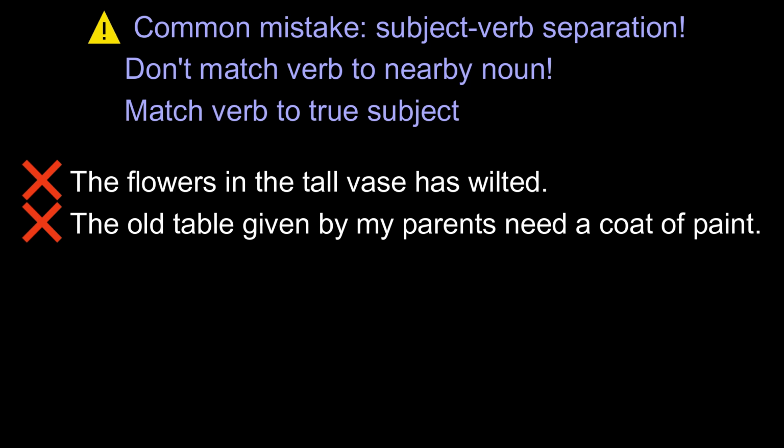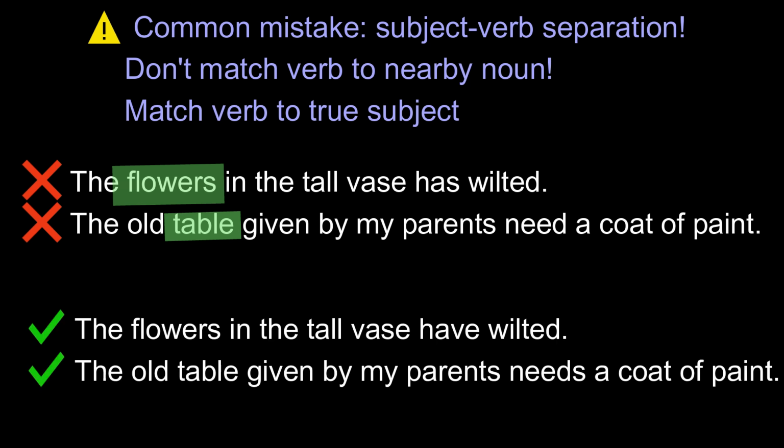Consider the following sentences. The flowers in the tall vase has wilted. The old table given by my parents need a coat of paint. These sentences violate subject-verb agreement since the correct subjects are flowers and table. The correct versions are: the flowers in the tall vase have wilted. The old table given by my parents needs a coat of paint.